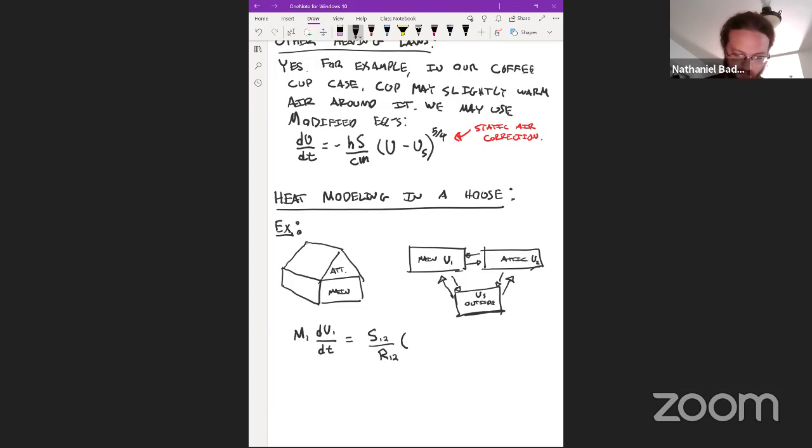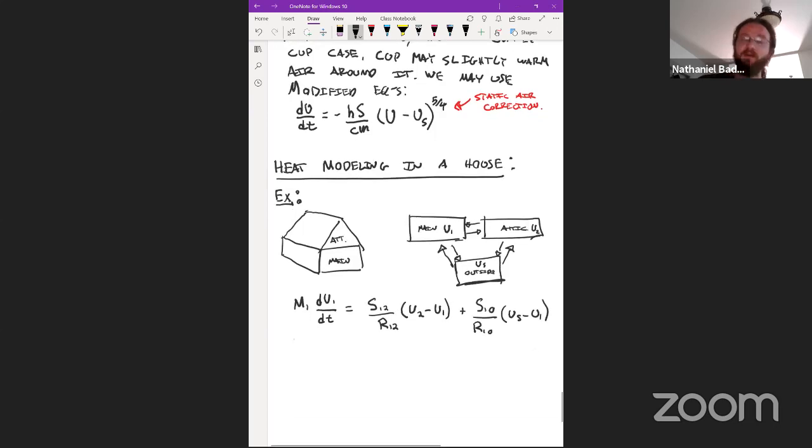Times U2 minus U1. Again, we have to make sure that our signs are correct here. If the second floor is hotter, is the derivative positive? Yes, it is. Okay, great. So plus the surface area between the first floor and outside, divided by the thermal resistance between them, times US minus U1.